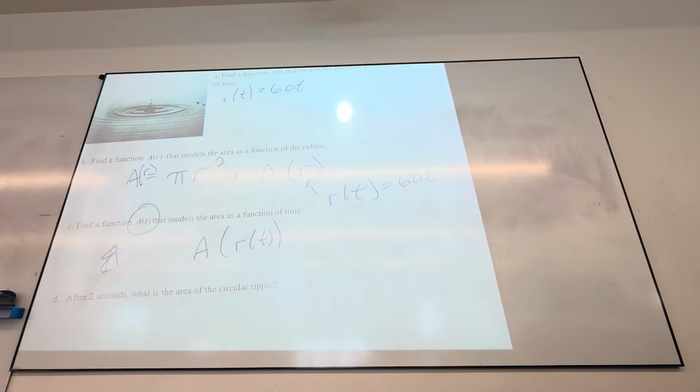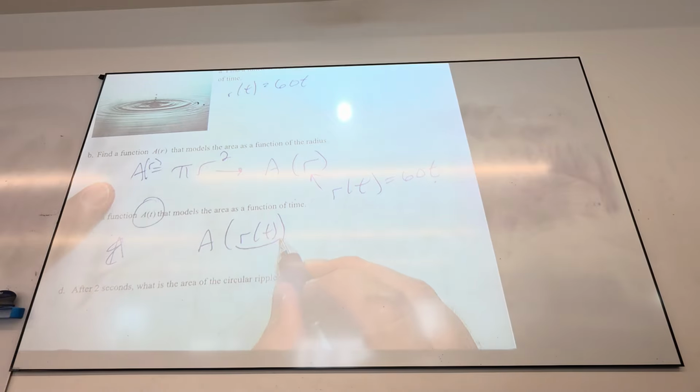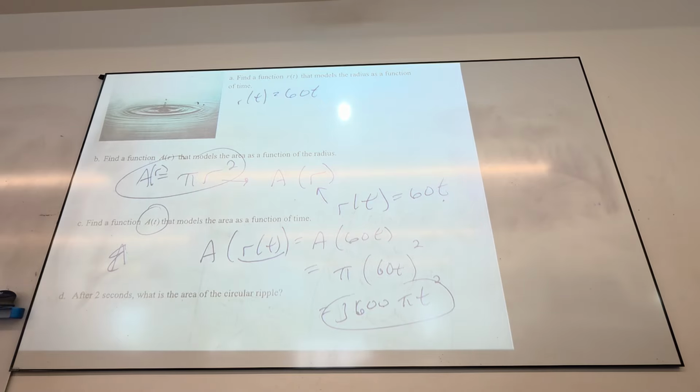Shove it in. What is r of t? 60t. And what's A of 60t? Pi times 60t squared. 3600 pi t squared. So now, I could say after 3 seconds, what's the area? Now I would do 3600 times pi times 3 squared, and that would be the area in square centimeters of the circle. If I wait another second, the area gets bigger, of course.